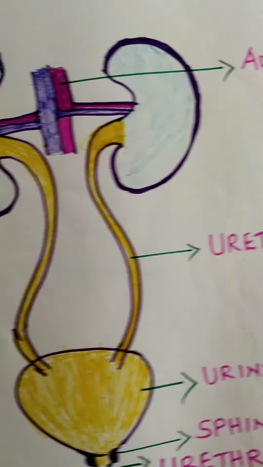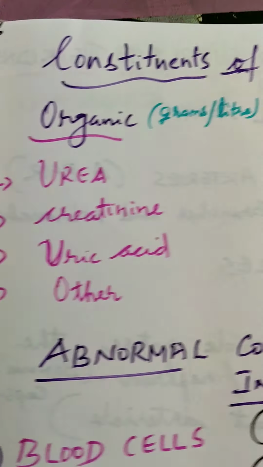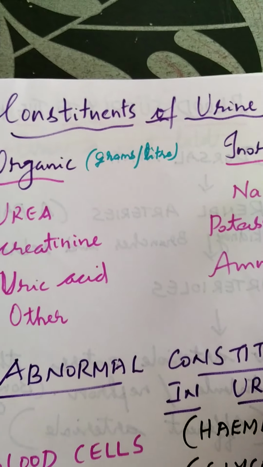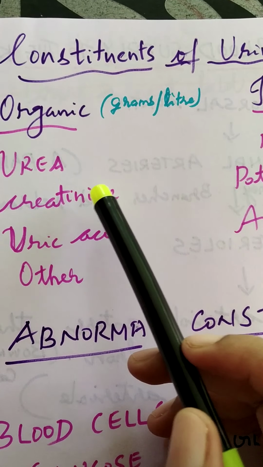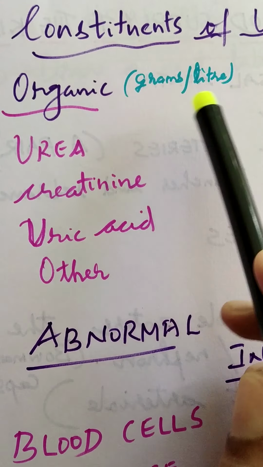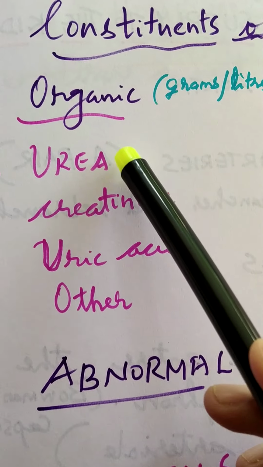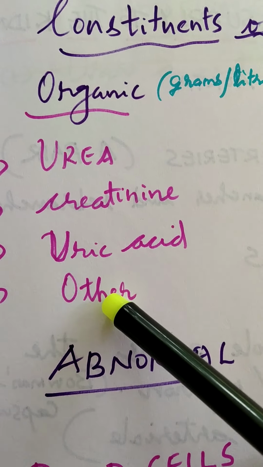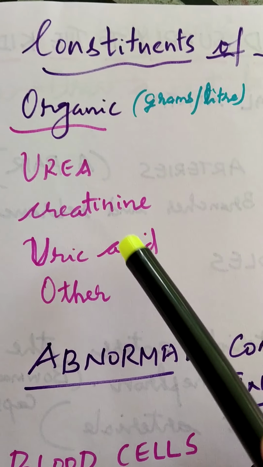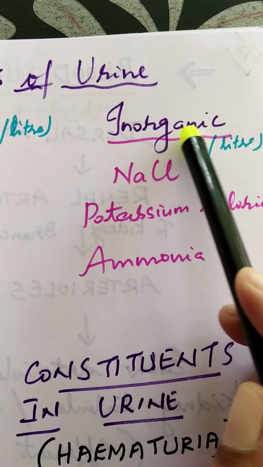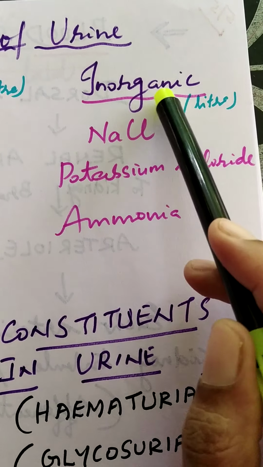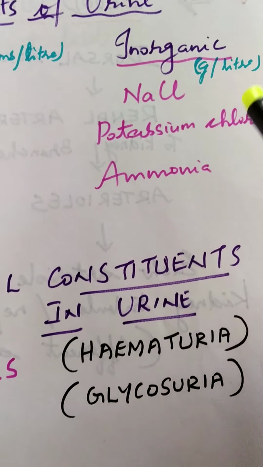Now moving on to the next topic, that is the constituents of urine. Constituents of urine include around 95% of water, and the 5% is solid waste, and this solid waste may be organic or inorganic. And in grams per liter we can see the organic constituents in urine. Urea, creatinine, uric acid and certain other substances form the organic constituents of urine. And inorganic constituents include sodium chloride, potassium chloride and ammonia. So all these are given in grams per liter.